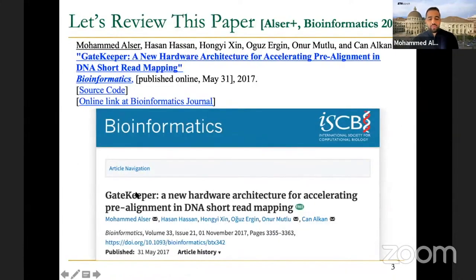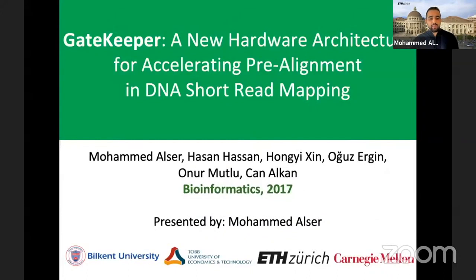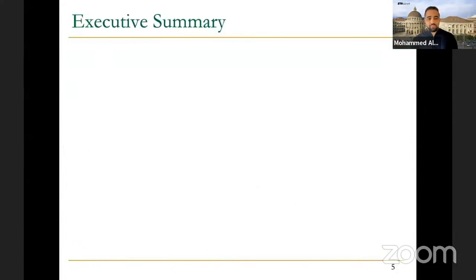So for today, we will cover a new paper called GateKeeper that was published in 2017. This paper presents a new hardware architecture for accelerating pre-alignment filtering in DNA short read mapping. And we will continue covering different topics in read mapping for the following 3 to 4 weeks, and then we will move on to a new topic.